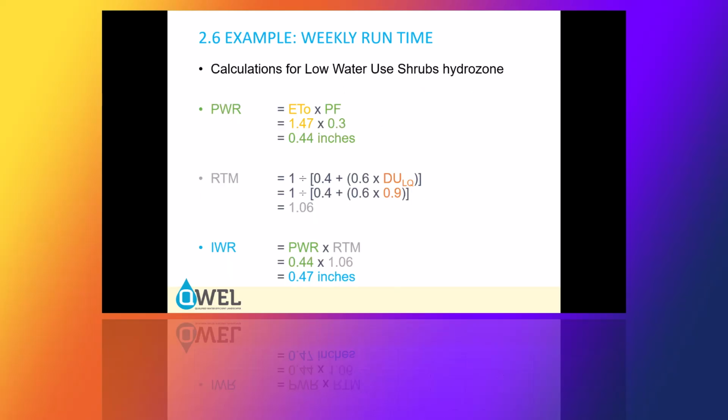Again, here we're looking at weekly ETos. Here's our plant water requirement formula. It's the weekly ETo times the plant factor. We know that our weekly ETo is 1.47. Our plant factor for those low water use shrubs is 0.3. So our plant water requirement is 0.44.